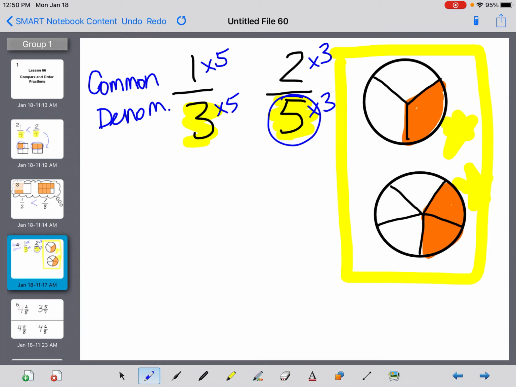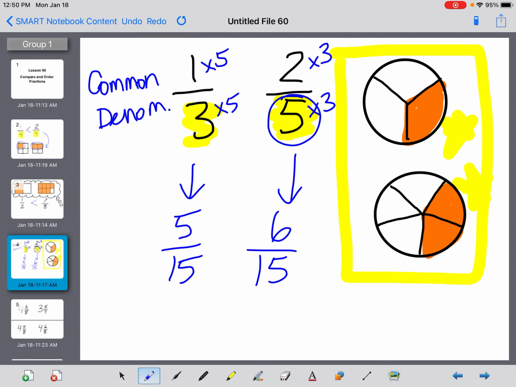So these fractions now become 5/15 and 6/15. So now that we found a common denominator, bottom numbers are the same. Very easy to tell. You just look at the numerator, the top number. This one is the larger fraction, so 2/5 is larger than 1/3. So quite often you are going to have to check to know for sure by finding a common denominator.